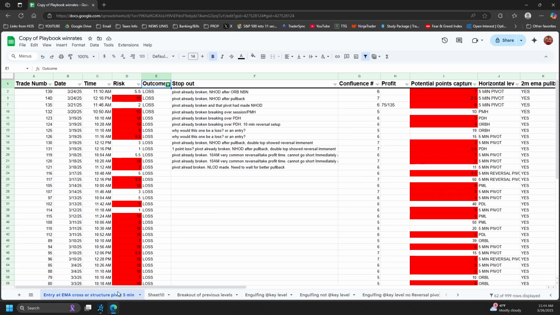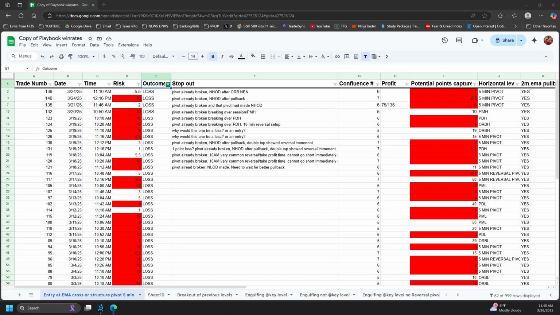So my strategy is fairly simple, fairly straightforward, at least in my opinion. You have to have three things. You have to have 2-minute EMAs in your favor. You have to have a horizontal level. That could be a 5-minute pivot, previous day high, previous day low, pre-market levels. And then you also have to have either 10-minute CBC or 10-minute EMA in your favor. And then you have to have at least 5 total confluences.